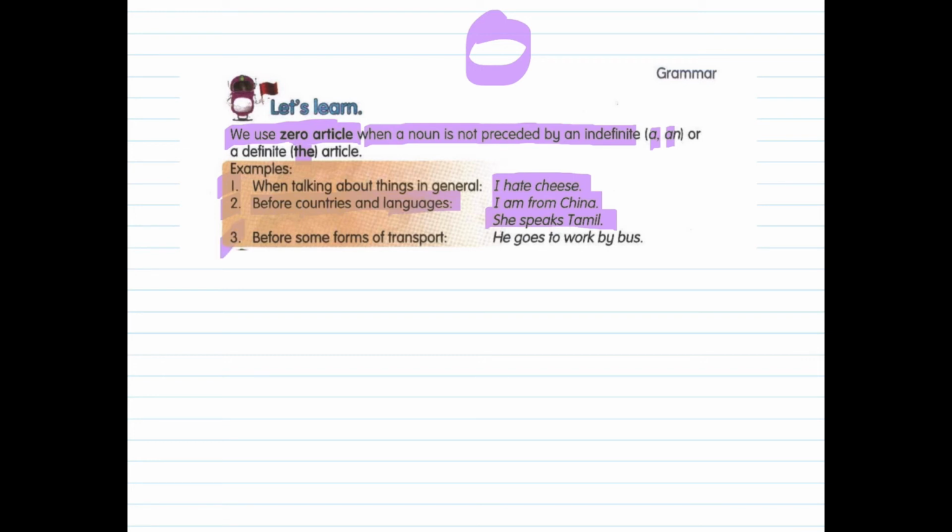Right. The third one, before some forms of transport. For example, he goes to work by bus. He goes to work by bus. You don't have to put articles a, an, or the. Okay. For example, he goes to school by helicopter. But I don't think anyone goes to school by helicopter. Right. So he goes to work by bus. He goes to school by bicycle. You don't have to put article a, an, or the. Right. Okay, it's just these 3 things that you have to remember: when you are talking about things in general, before countries and languages, and before some sorts of transport.